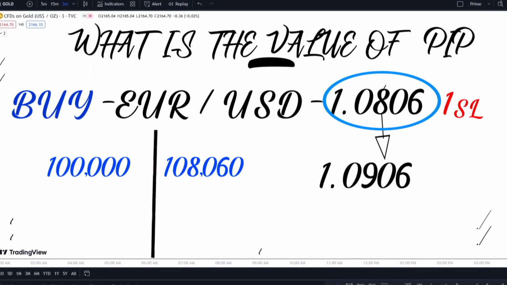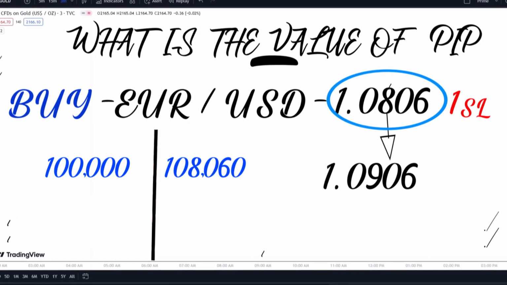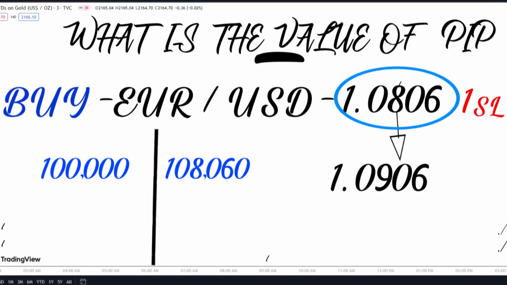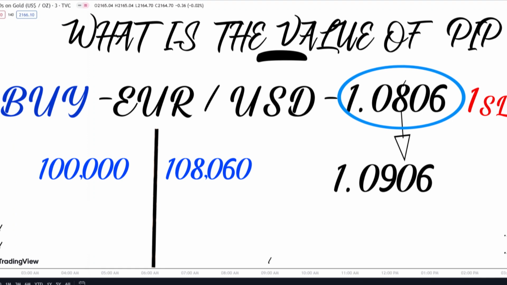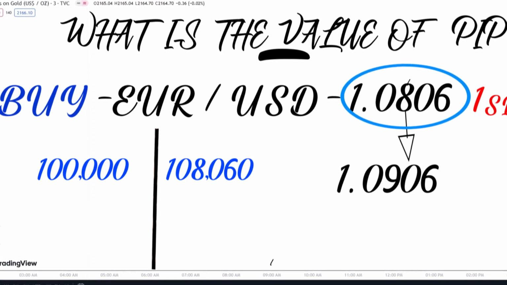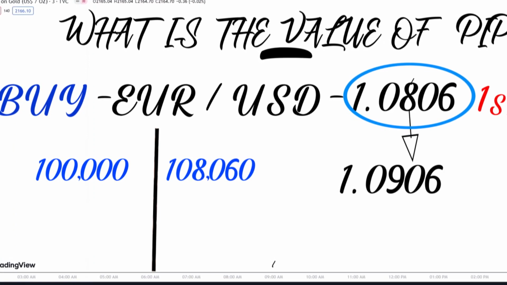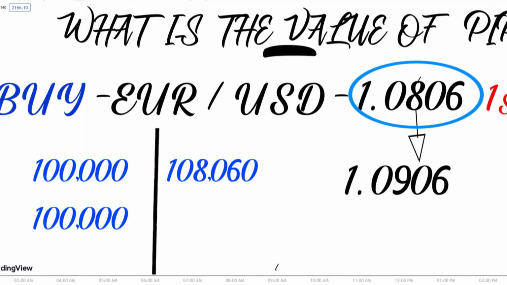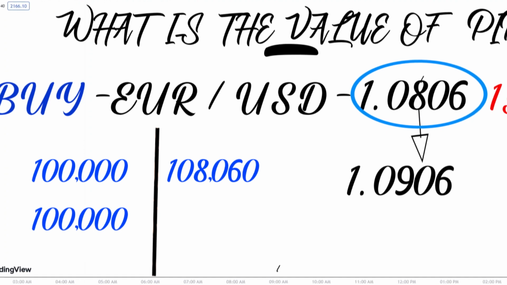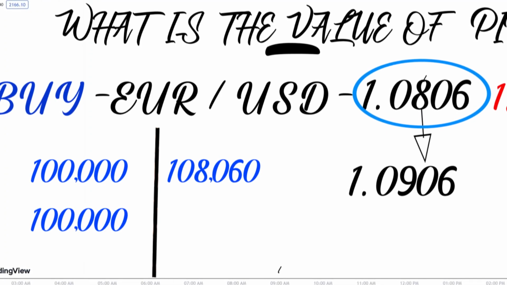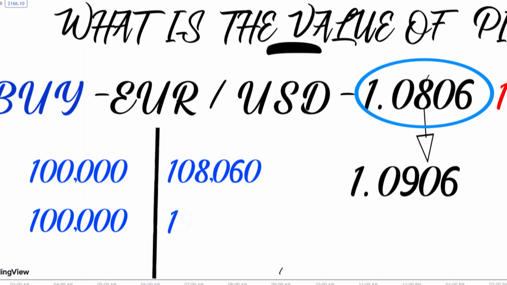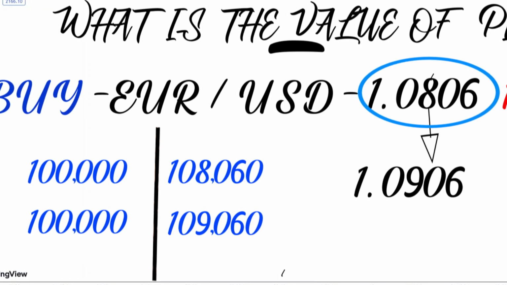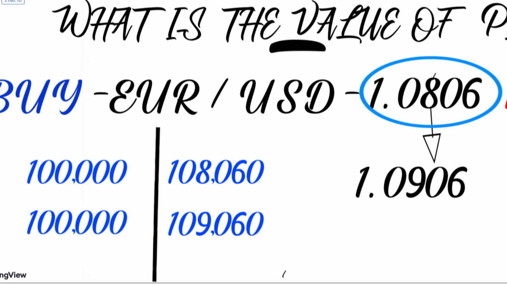In this case, waiting for the euro dollar to either rise or fall. And remember that in this example, we bought the euro dollar at a price of 1.0806 and it went up to 1.0906, meaning that you still have the same 100,000 euros you are holding. But now, instead of them having a value of 108,060 US dollars, they now have a value of 109,060 US dollars because of the difference in the exchange rate, which in this case went up.